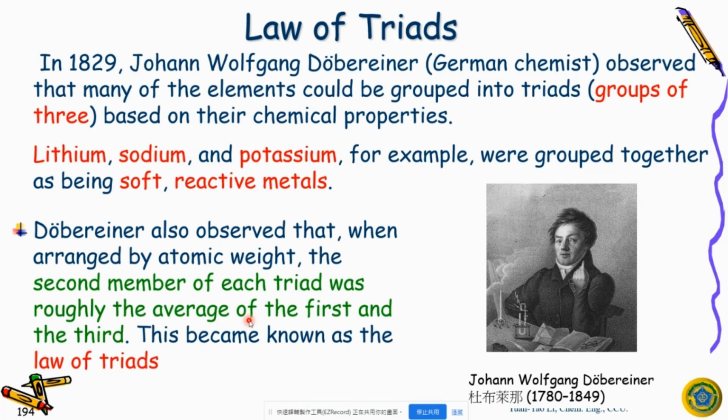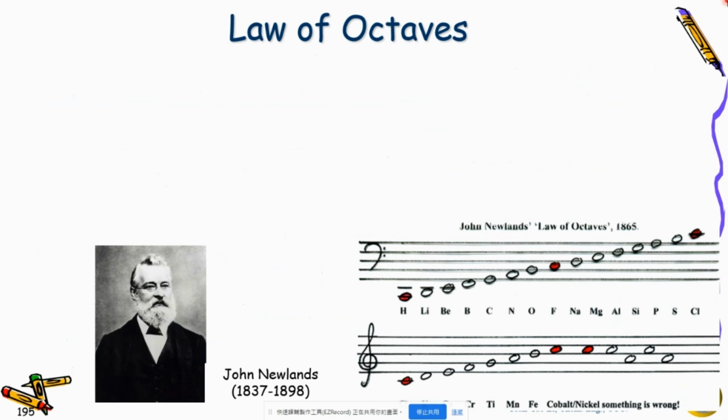Döbereiner also observed that when arranged by atomic weight, the second member of each triad was roughly the average of the first and the third. So he thought that the properties of sodium would be between lithium and potassium. This became known as the law of triads. And then this gentleman put 8 together instead of 3. This is called the law of octaves.